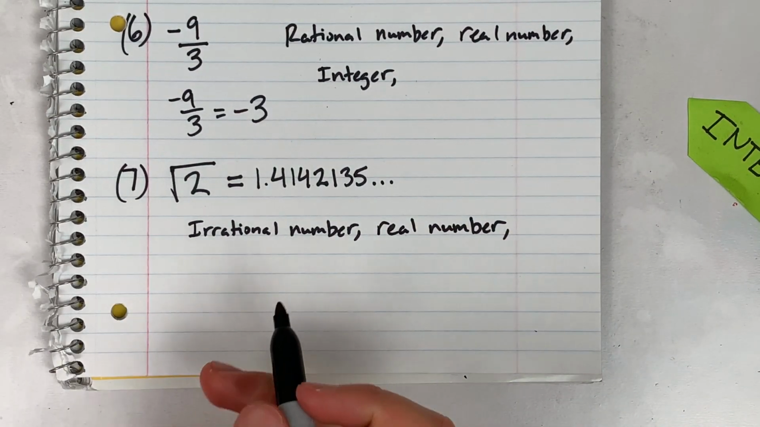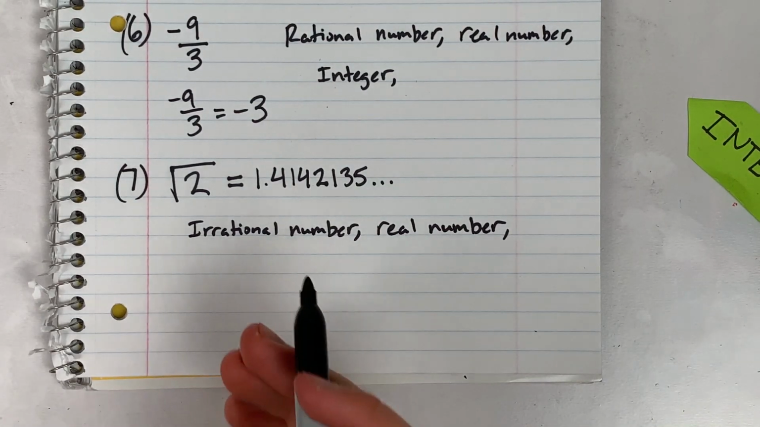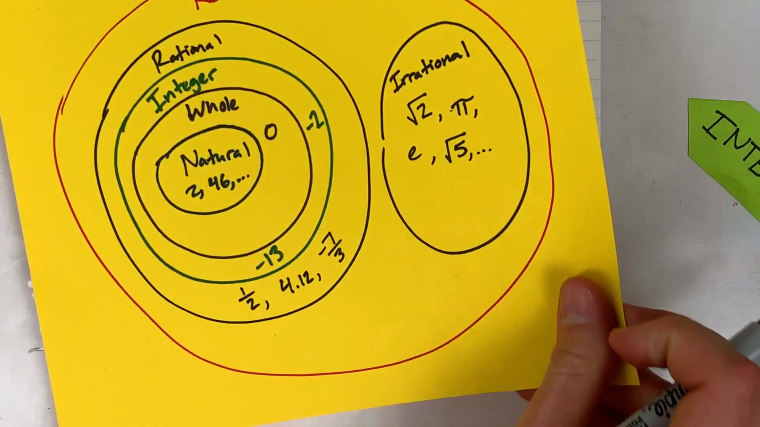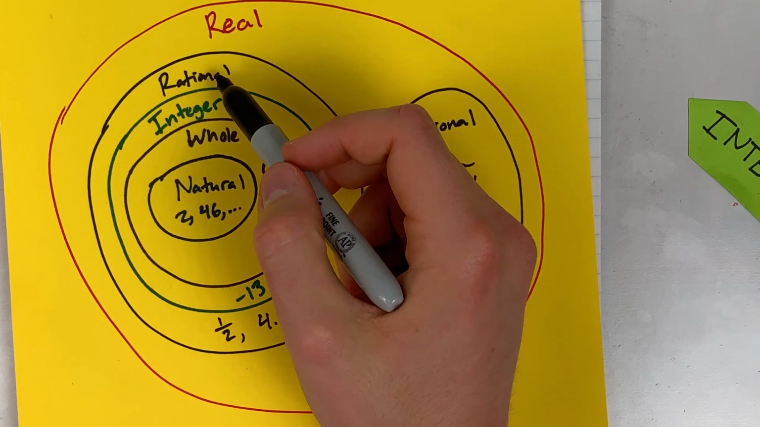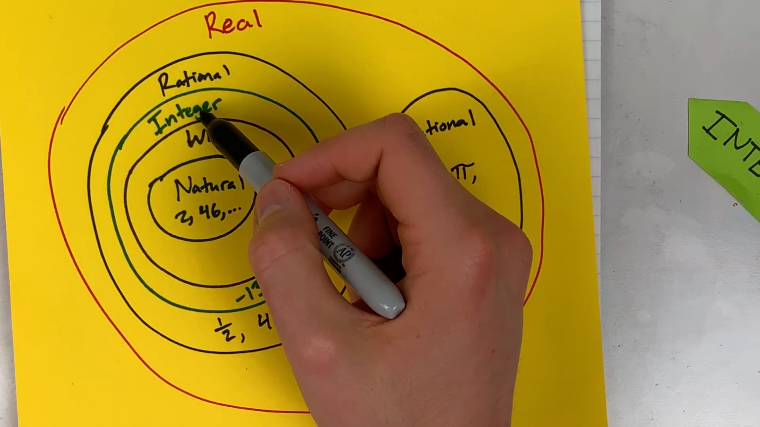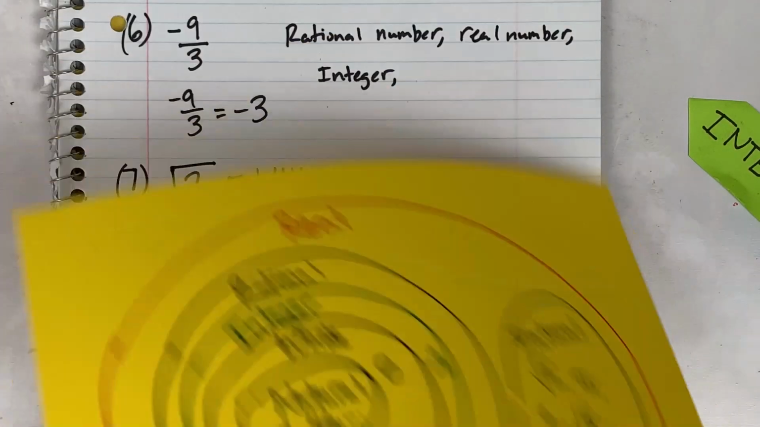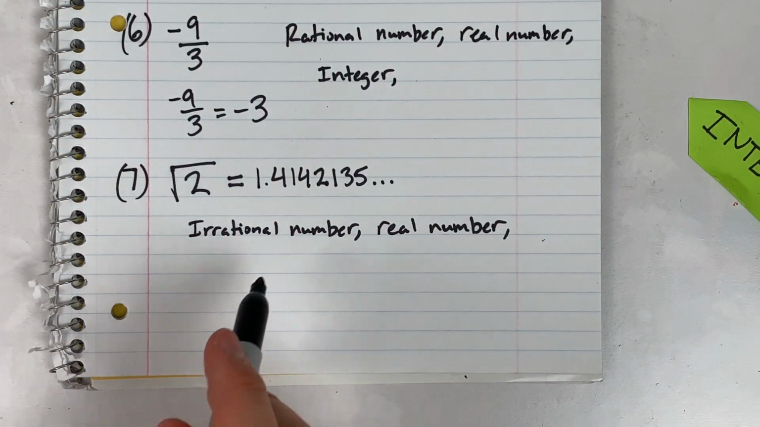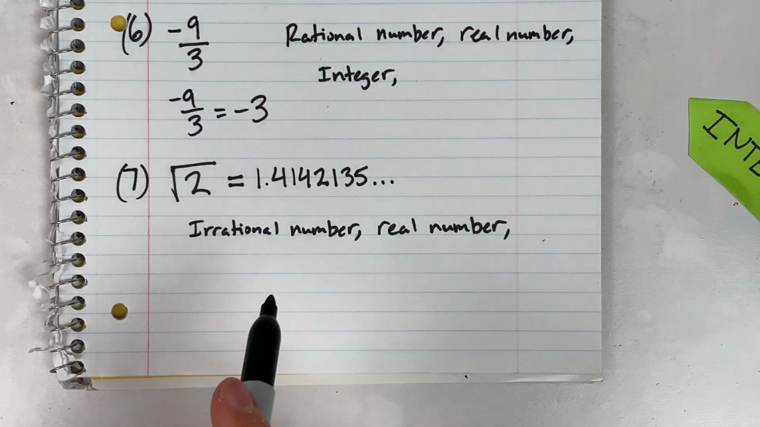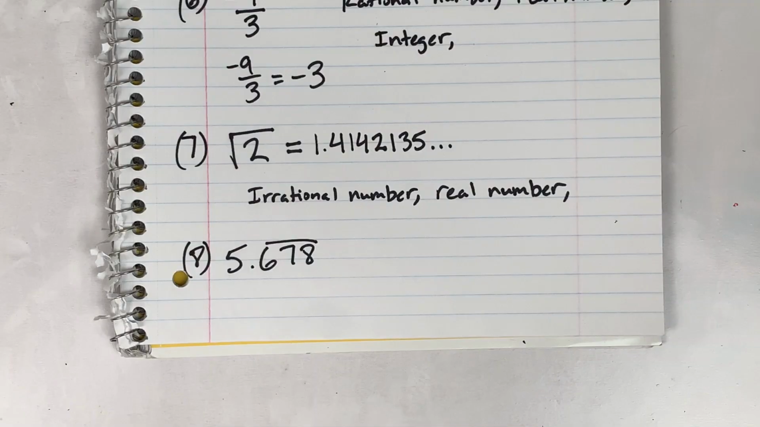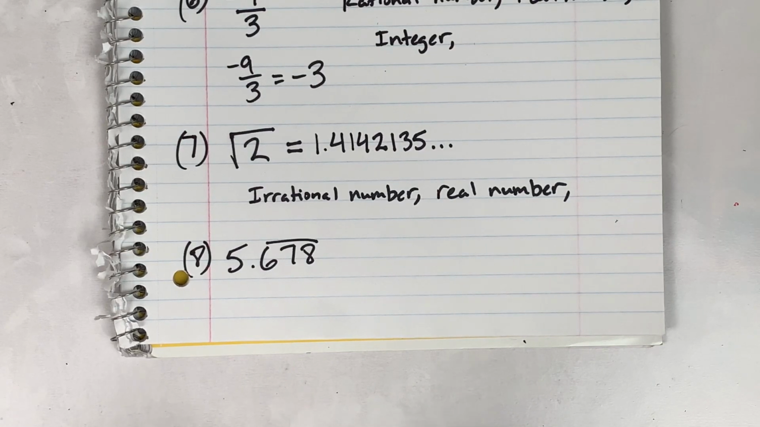Now, we know because it's irrational, it's not rational. So, if it's not rational, it certainly cannot be an integer, and it cannot be a whole number, and it cannot be a natural number. Therefore, these are the only ways to classify the square root of 2, as an irrational number or as a real number. The last number we are going to try and classify is 5.678 repeating.